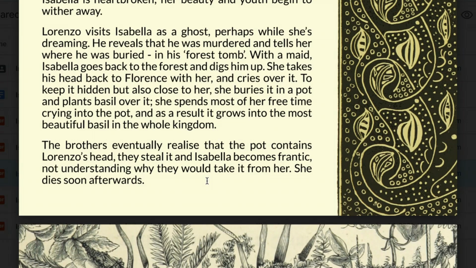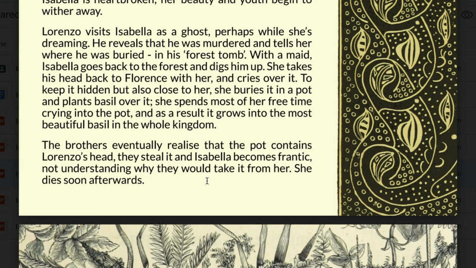So the brothers get confused by this basil because they think something's wrong with Isabella. She's getting uglier and her beauty is fading. She's looking sick. She's not a very useful tool anymore to marry off to someone. So they realize that the pot contains Lorenzo's head and they steal it. And Isabella gets really stressed and confused about why they would take it from her.